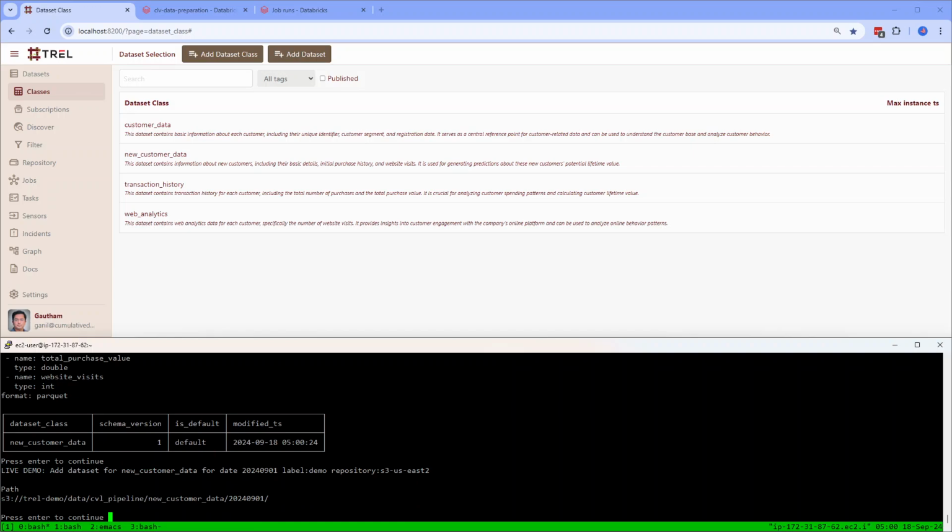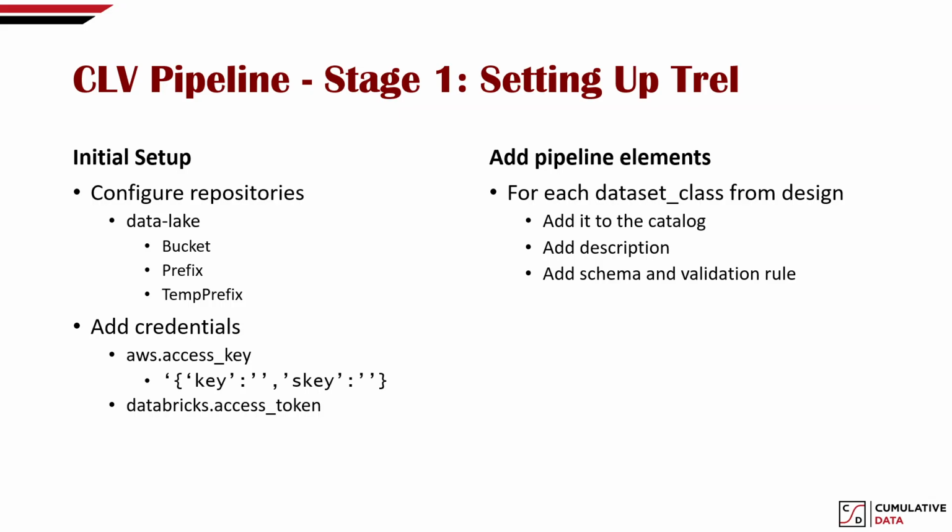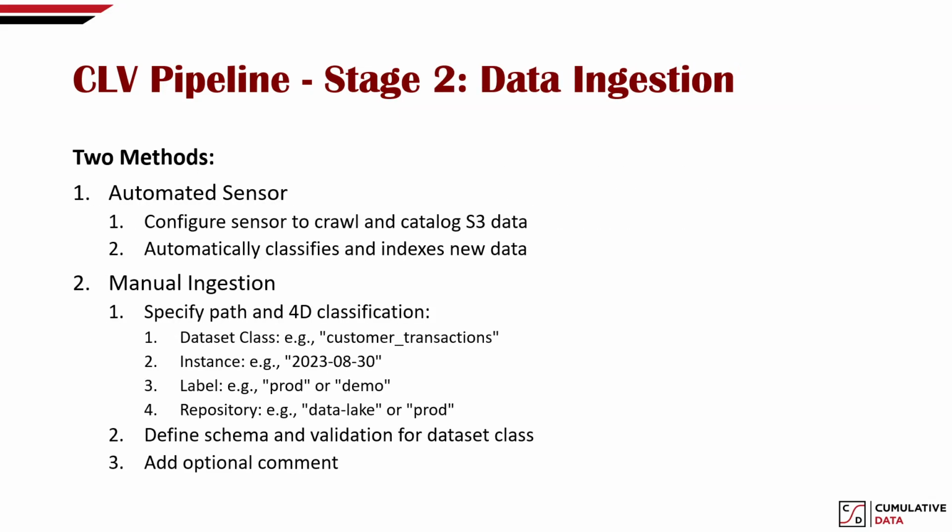Okay, so next, let's take a look at the second part, which is data ingestion, right? So far, there is no data in the data catalog, and for Trell pipelines, getting data in the data catalog is the first step. And there are two methods for it. One is an automated sensor. An automated sensor in Trell can crawl and catalog data that lies in S3. That is how we're going to use it in this demo.